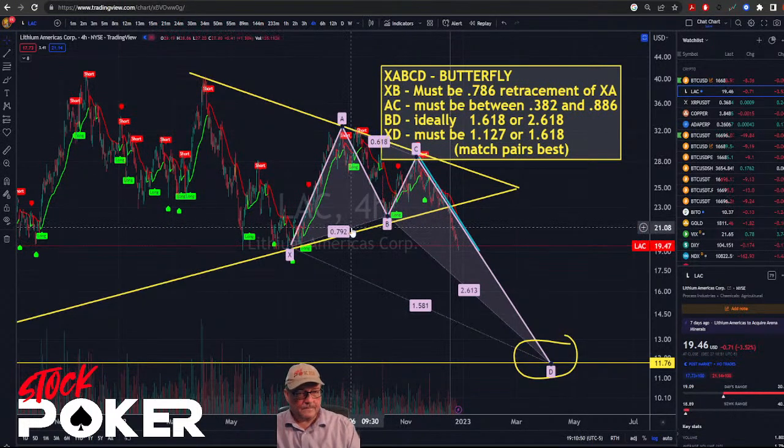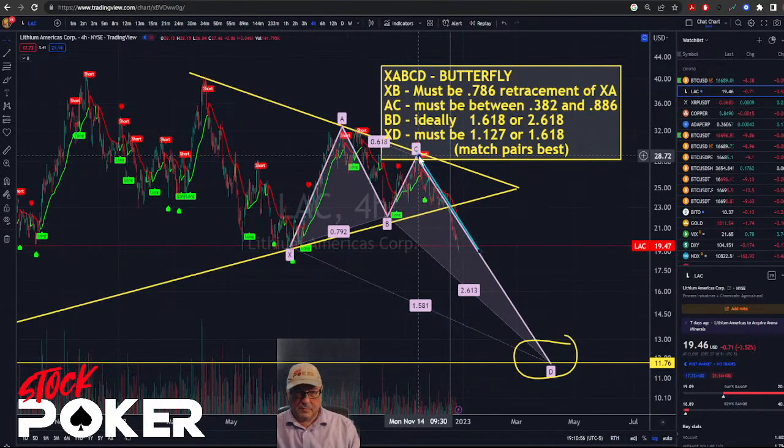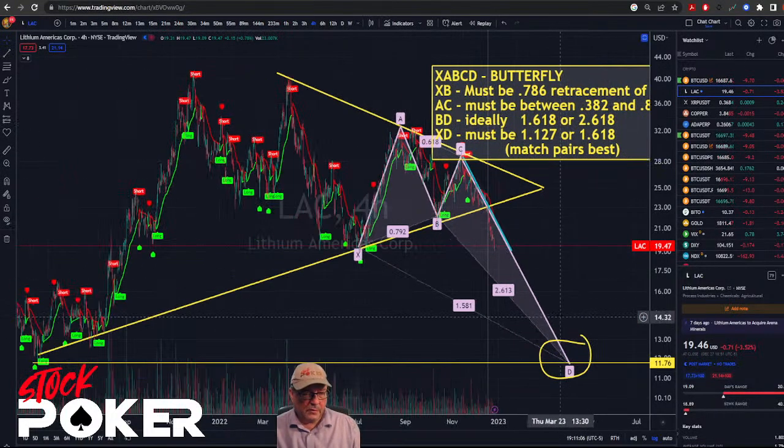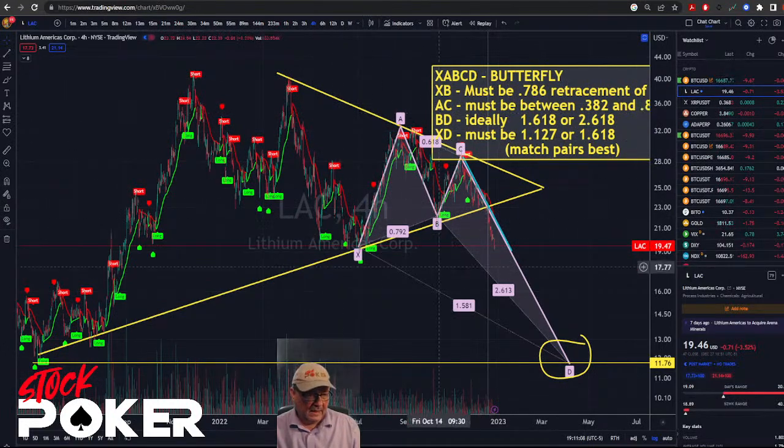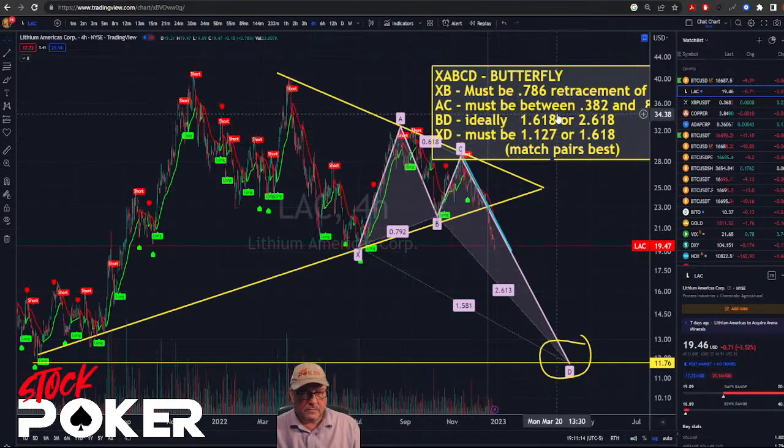it just perfect. The AC, the retracement of this leg right here, just needs to be between the 382 and the 886. We nailed it, and we nailed it on a fib level as well. And then we're going to project forward the BD leg, and we're going to check out these ratios right here. If these ratios pair up, 1618, 1217, very, very strong.